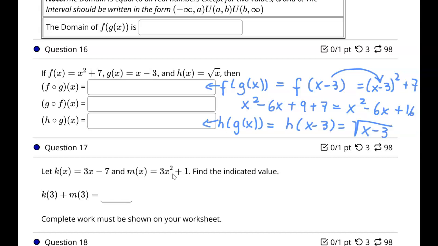Just rewrite it with parentheses, replace the inside with f of x, which is x squared plus 7, and then apply g of x by using that skeleton, putting parentheses instead of the x, and then filling in the value of f of x. All right, hopefully that helps.